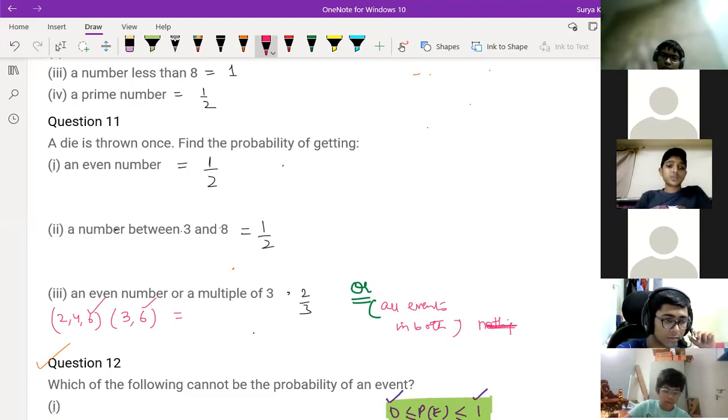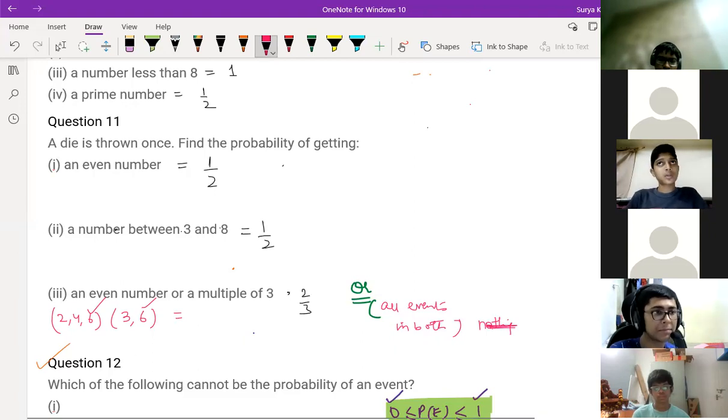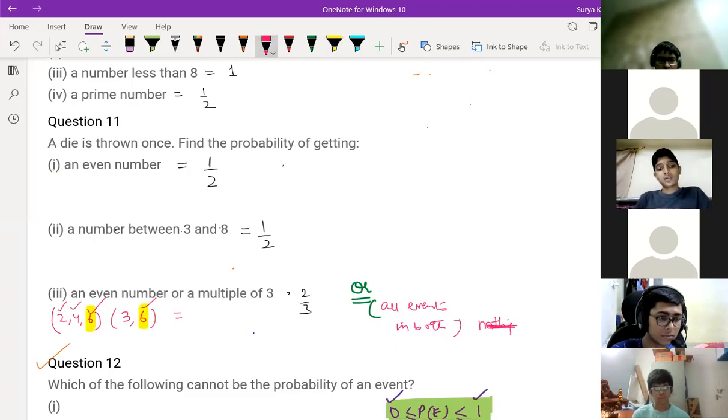See, even numbers I told: 2, 4, 6. Multiples of 3 are 3 and 6. And we should not count the repeated things, means only one time we should count. 6 is coming 2 times, you should count only one. So 2, 4, 6 count 3, and 3 is count 4. So 4 by 6. So the answer is 2 by 3. This is the correct answer.